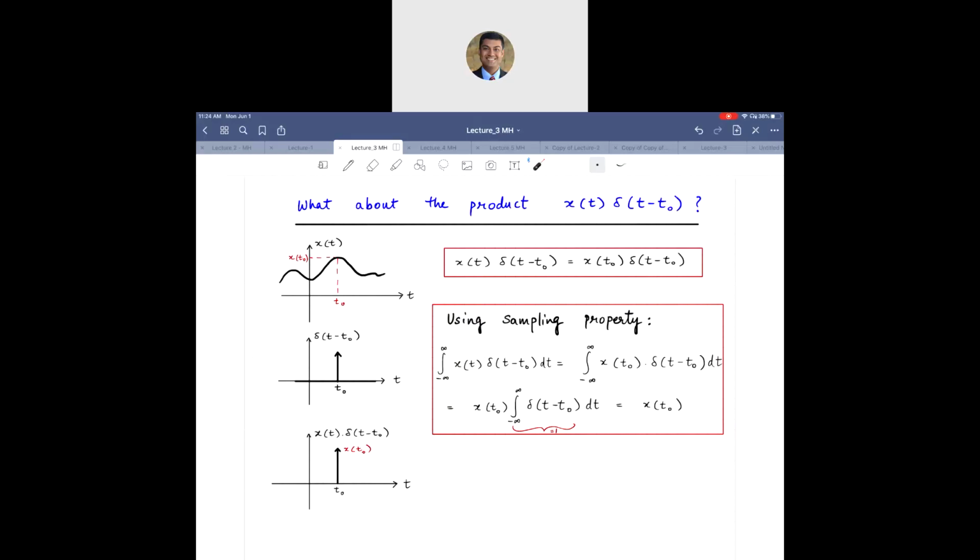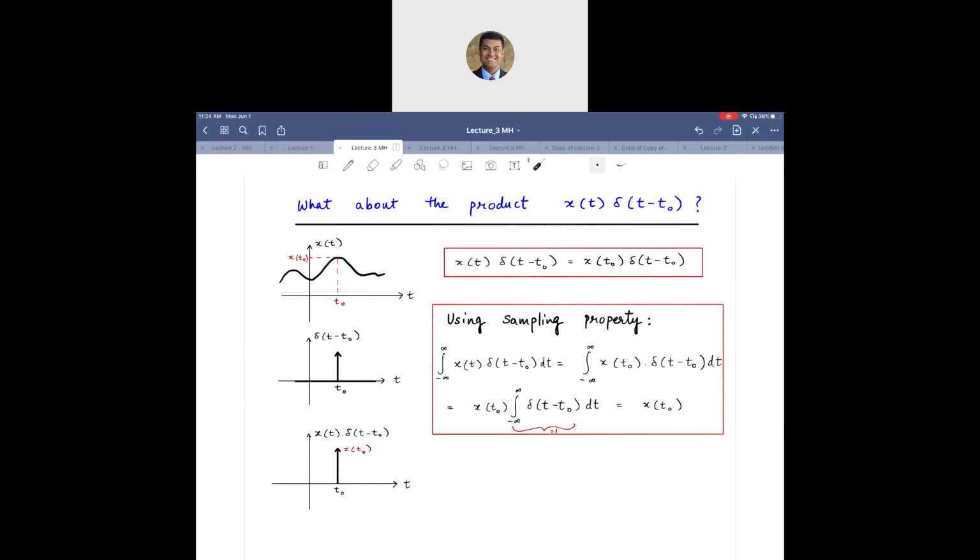So to illustrate this, we have the sketches on the left. There is a x of t, there is a delta function that is shifted by t0, and then there is a product that we are sketching. X of t is some arbitrary continuous time function. In this case, we are highlighting t sub 0, and at t sub 0, x of t should simply be x of t0.